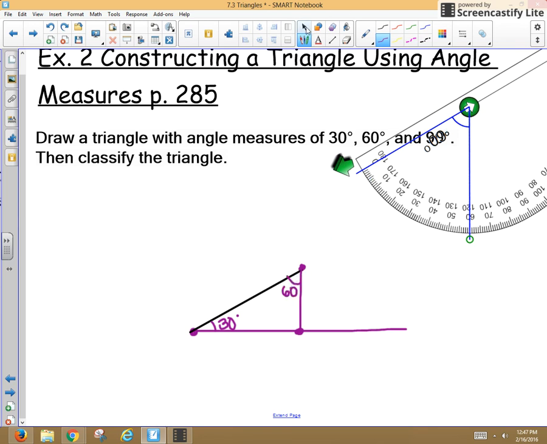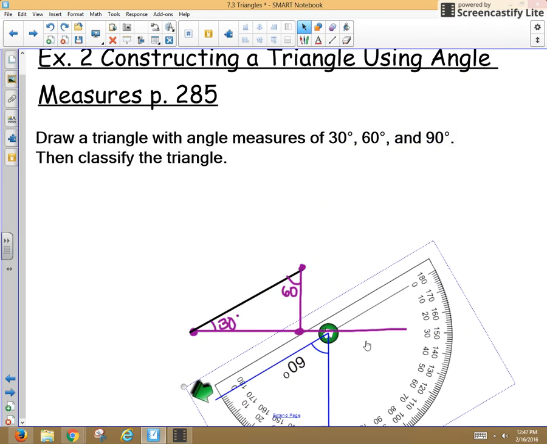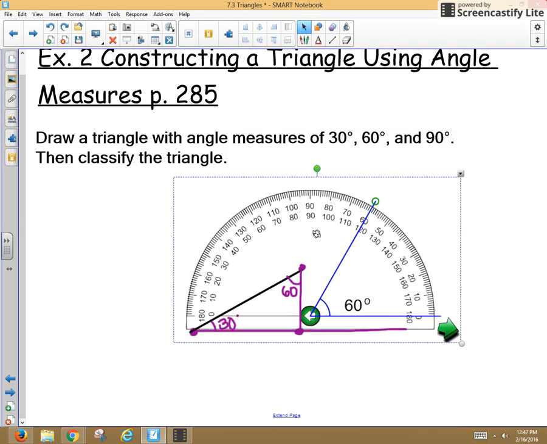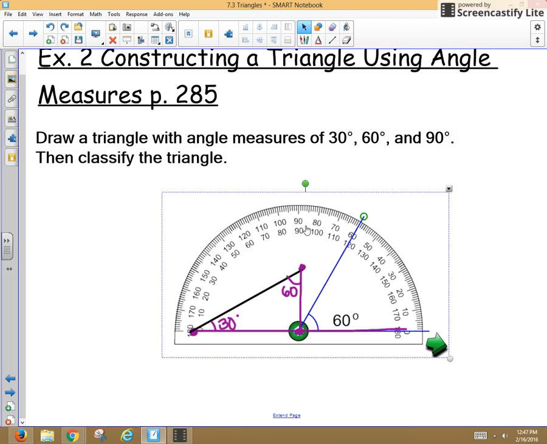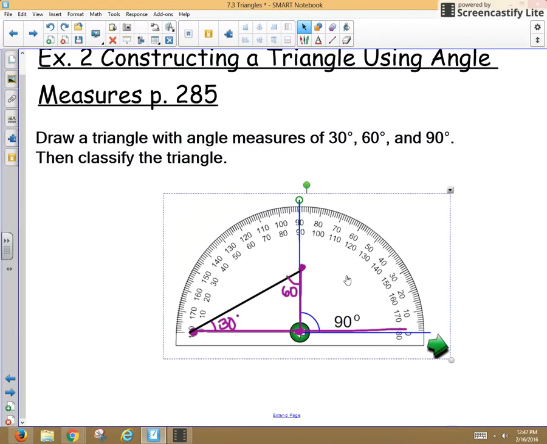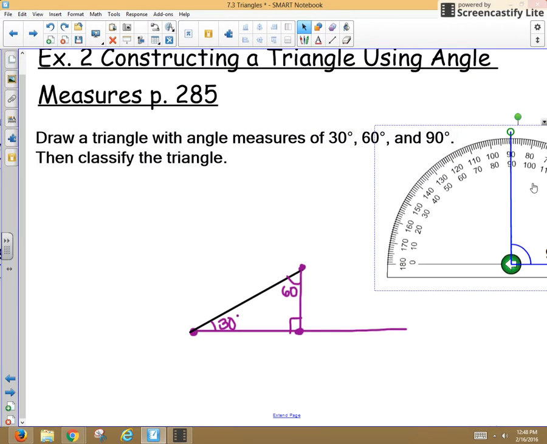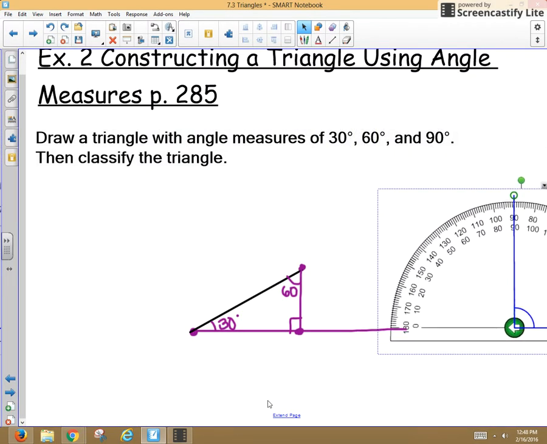Now it says to make a 90-degree angle. Well, just by looking at the triangle, it looks like it already formed a 90-degree angle, but I want to be 100% certain. So I'm going to place my protractor along the line, and then I go all the way up to 90, and it is a perfect 90-degree angle. So I'm going to draw the square inside the triangle to show my 90-degree angle. So we have a 30, 60, 90 triangle.